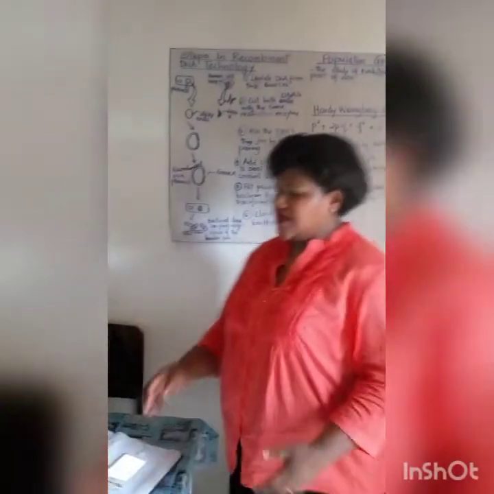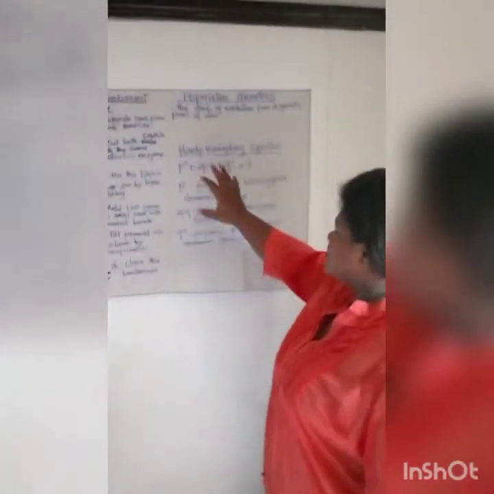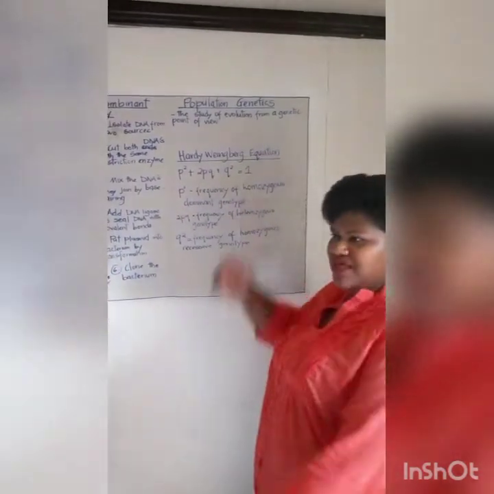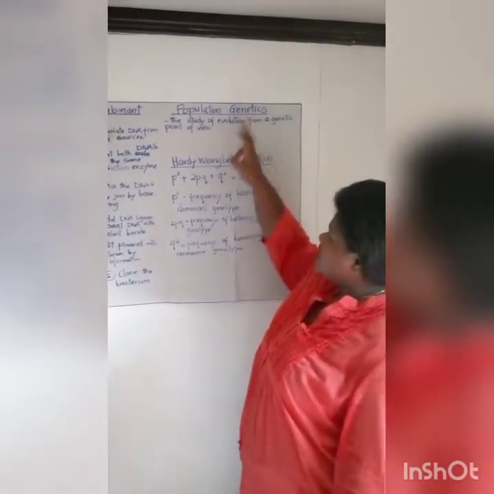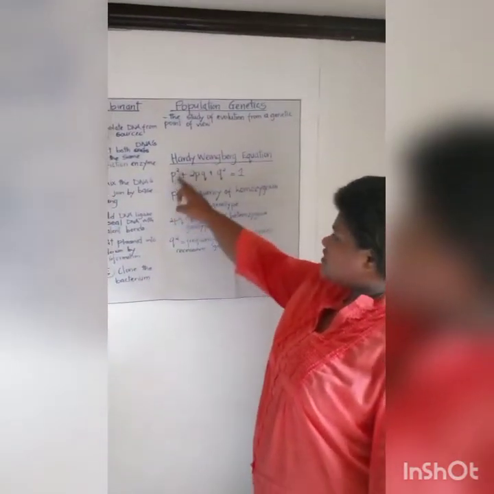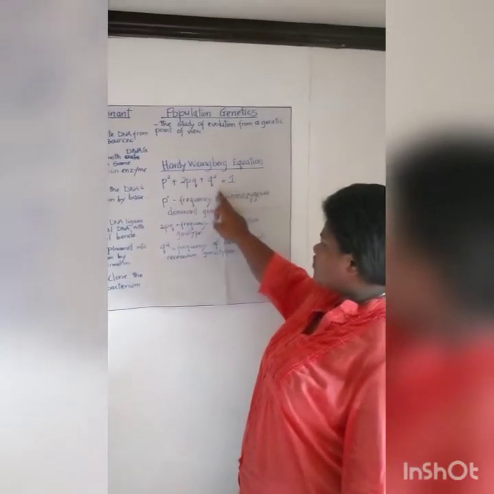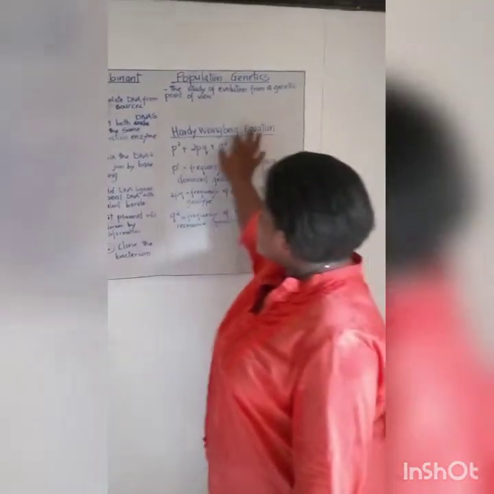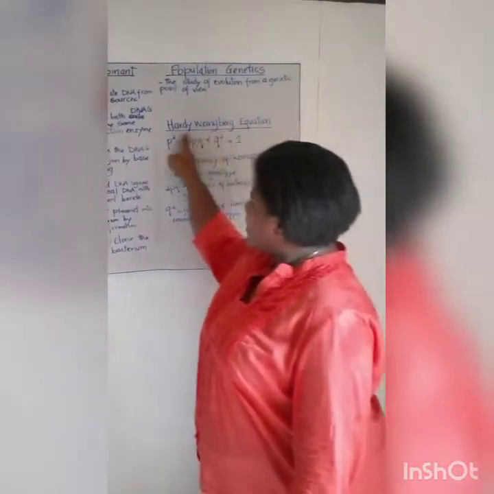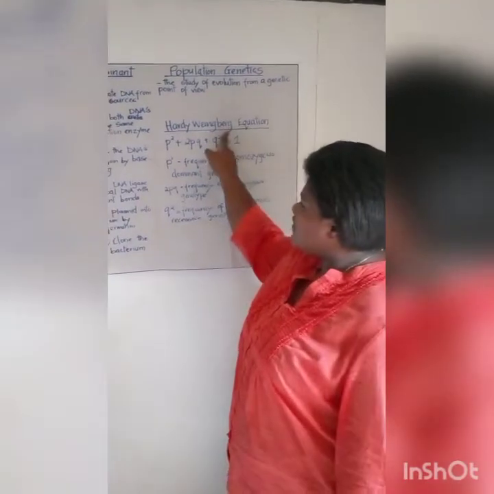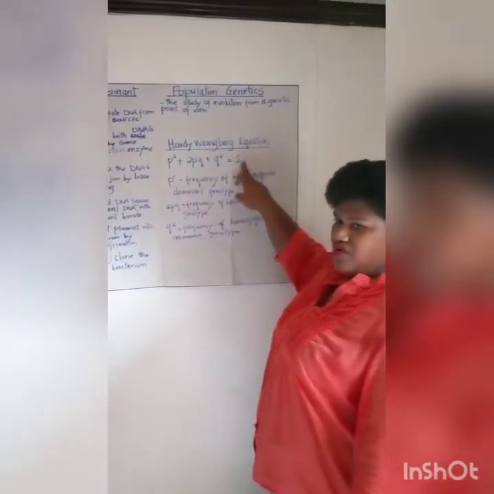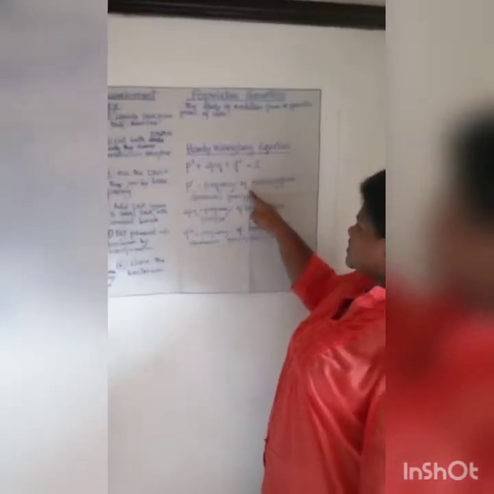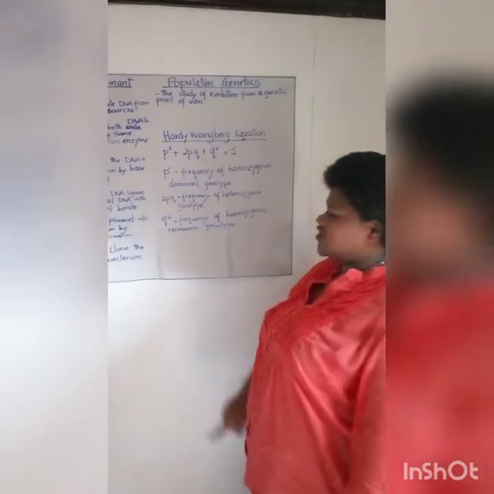Here it's been written. I wrote it on the chart so that you can see it while I'm explaining. The population Hardy-Weinberg equation: p squared plus 2pq plus q squared is equal to 1. This whole formula is equal to 1. p squared means the frequency of homozygous dominant genotype.